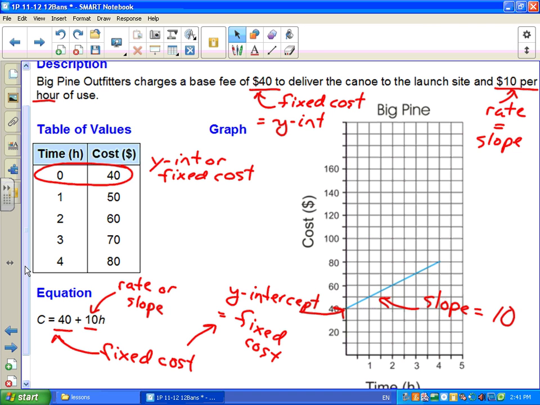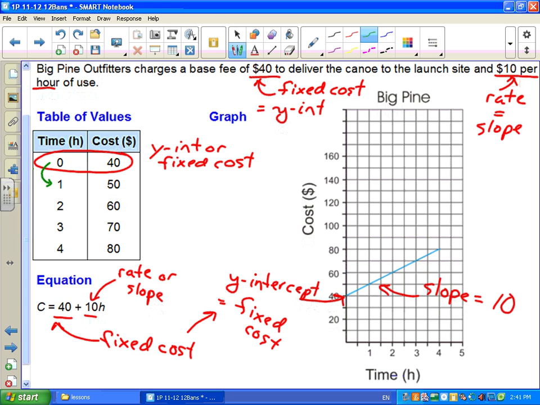Now, the other thing we can see from the table is, let's take a look at what happens when we change from one value to the next. This is going up by 1. How much is our cost going up by from the first line to the second line, Logan? From here to here. By 10. Where have we seen 10 before? What did we call 10? That was our per hour. It was our slope or our rate. So our rate or slope.